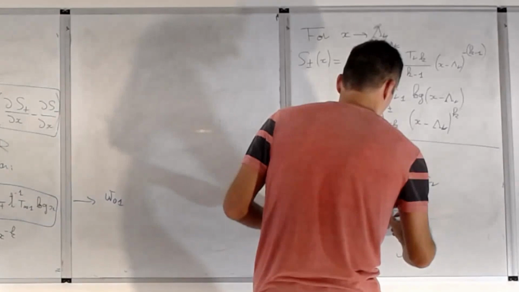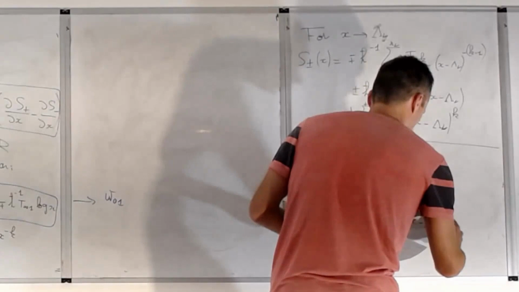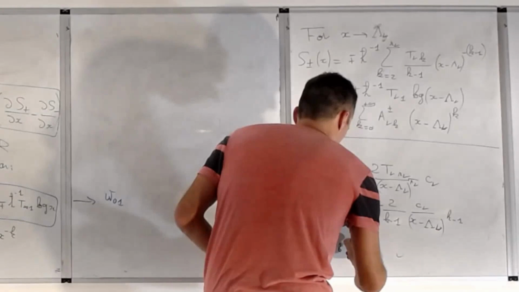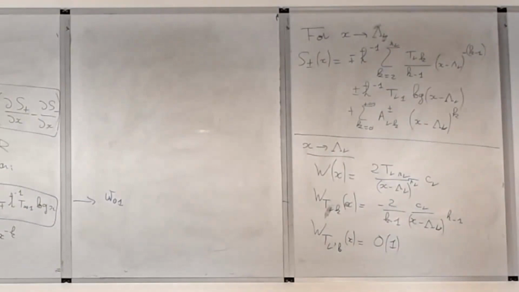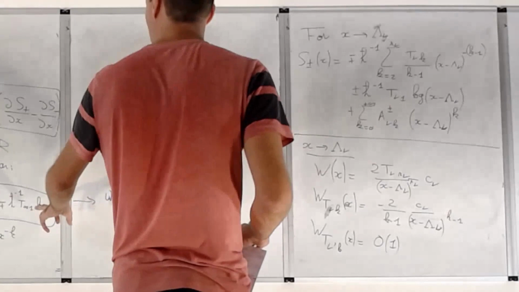So this one is important in order to control the Q tilde of X. Same coefficient here, X minus lambda nu to the power K minus 1. And if you have another Wronskian for another time, then it gives you just this. Okay. So these are the three quantities that appear in the definition of R and Q tilde, and you can get this directly from the behavior of S plus and S minus.